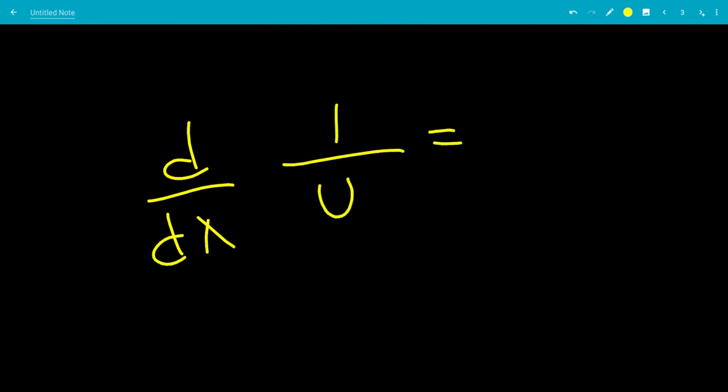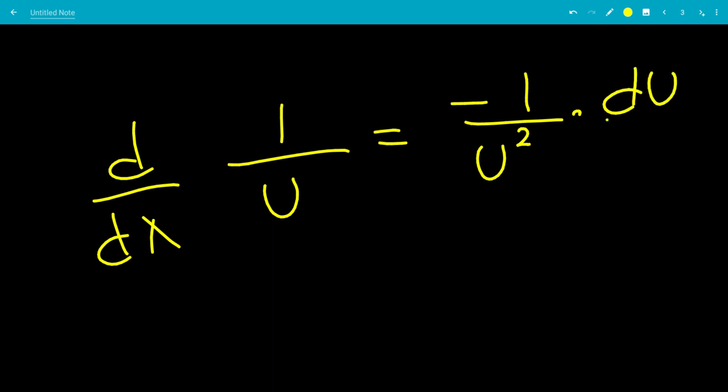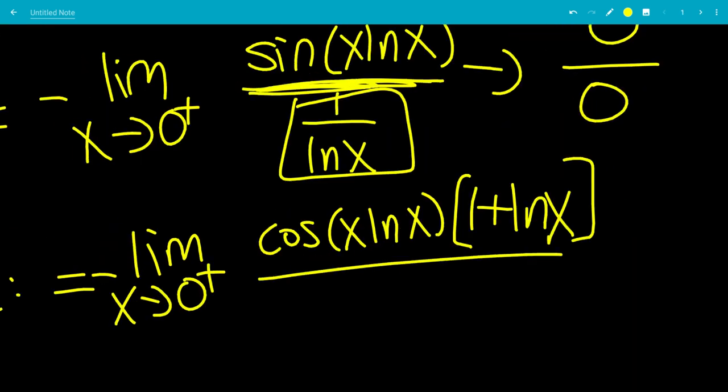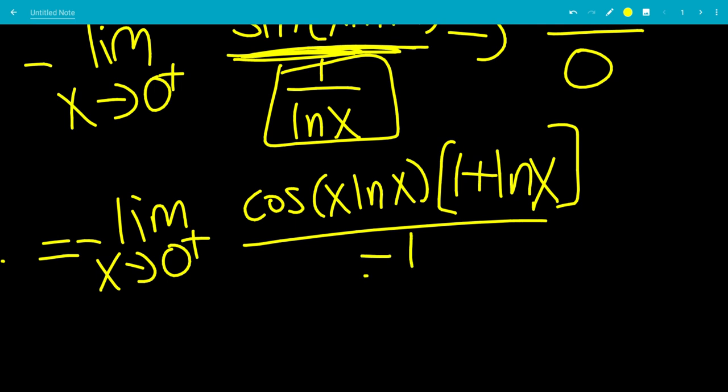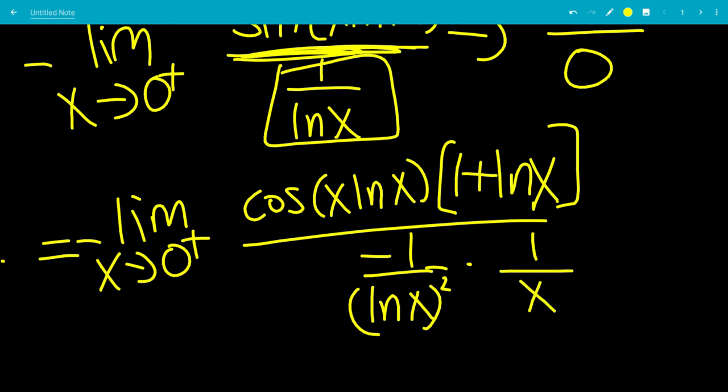So let's just look at this. The derivative with respect to x of 1 over u. You can write this as u to the minus 1 and then do the power rule. So this will just be negative 1 over u squared times the derivative of u with respect to x. Okay, so this will be negative 1 over ln of x quantity squared times the derivative of the inside function, which is 1 over x. Okay, good.